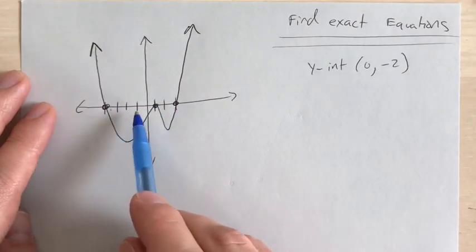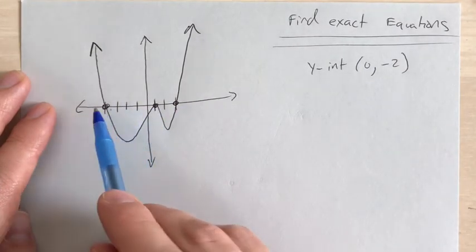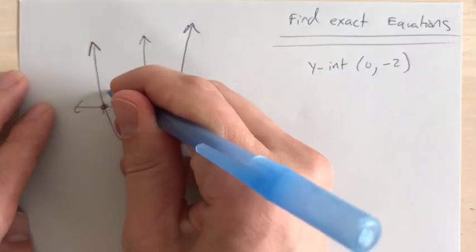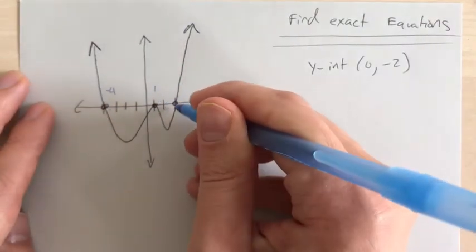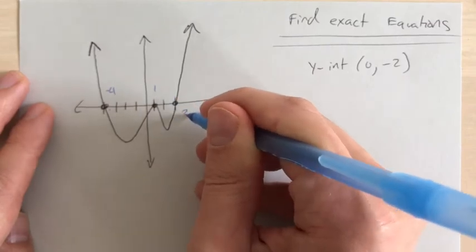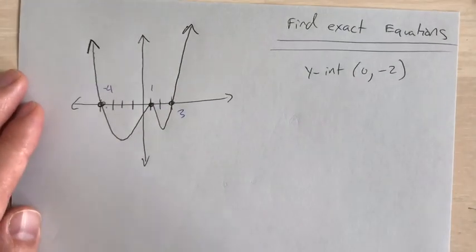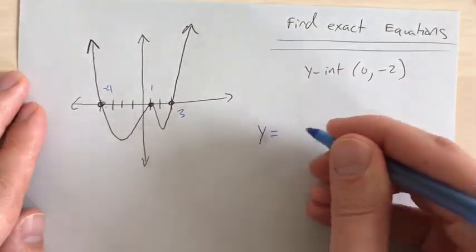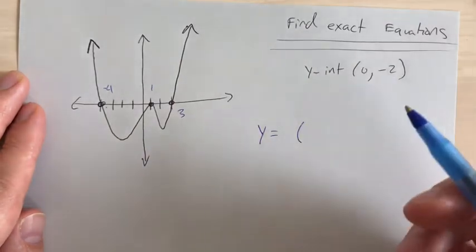So our x-intercepts are going to be at negative 4, at positive 1, and at positive 3. Okay, I can write this in intercept form. Because that's what we've been doing.